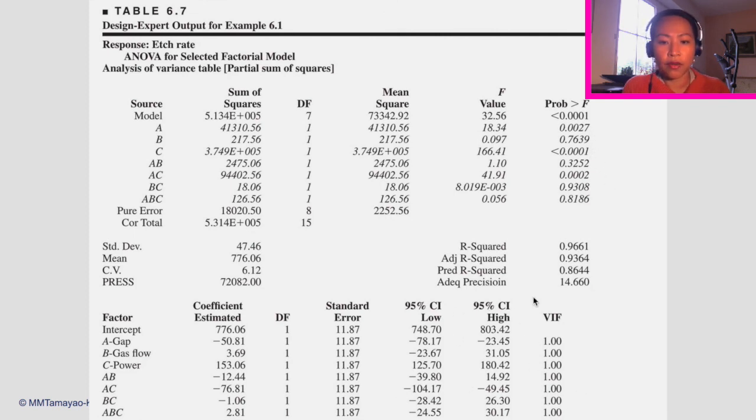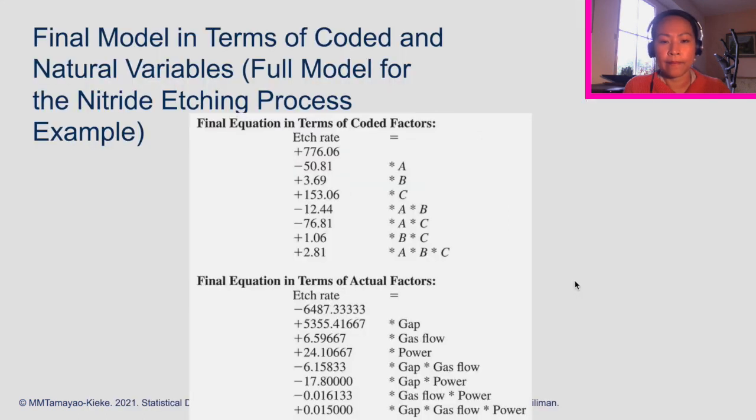You can also see here the estimated coefficients and their confidence interval. So these are the final equation. This is the final equation in terms of the coded factors. All right, so the coded factors, meaning the factors take on the value of -1 to +1. And this is the final equation in terms of the actual factors, if we express the coded factors in terms of the natural levels of the factors.